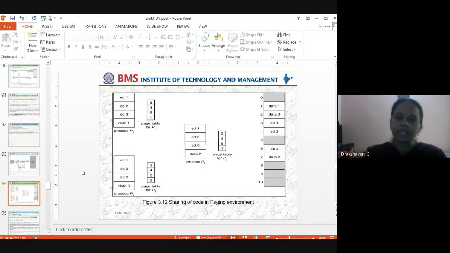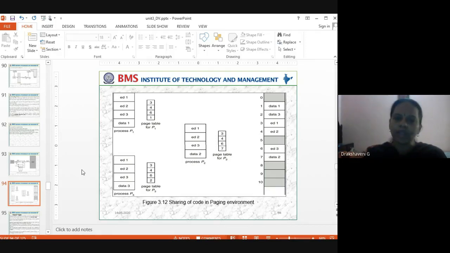So that's what you can see here. Process 1, process 2, process 3. Suppose I have 3 processes, and each one has a page table: page table for P1, page table for P2, page table for P3. Some entries are there along with that data, like ED1, 2, 3, and data 1. In the same way you may have any number of tables and any amount of data, but each process will have a separate page table.